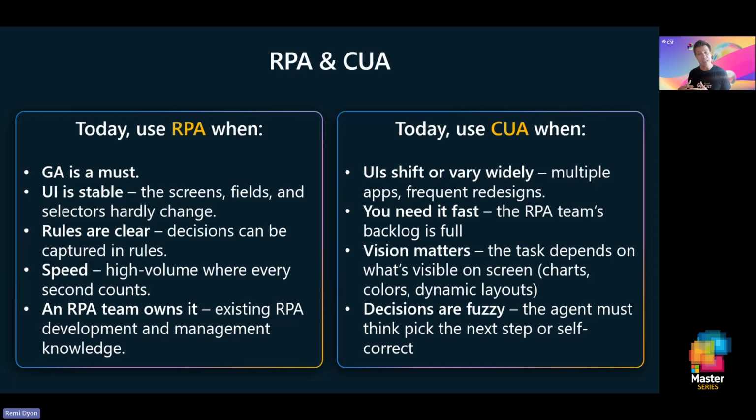When the task is depending on vision, like the charts, the color, or a dynamic layout, CUA will be able to handle that because it's a vision model. And sometimes when the decisions are unclear because of a pop-up that shows up on the screen for some reason, the agent must think and decide what to do automatically and self-learn and self-correct. CUA is absolutely great for that.